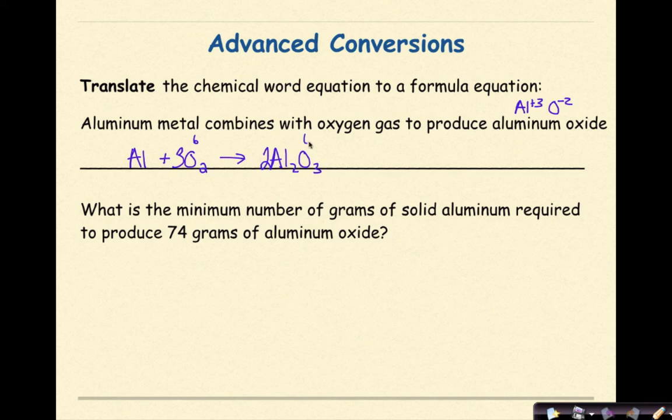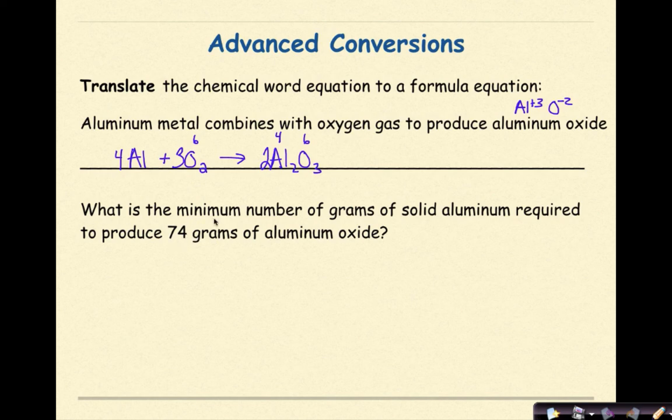2 times 3 gives me 6. 2 times 2 gives me 4, so I need to put a 4 in front of there. All right, I've got a balanced equation. This is advanced conversions because we're not just doing a mole to mole problem. We're taking it much farther than that.